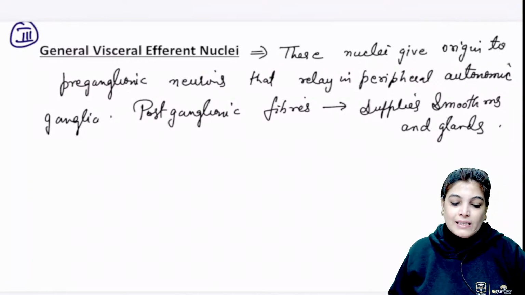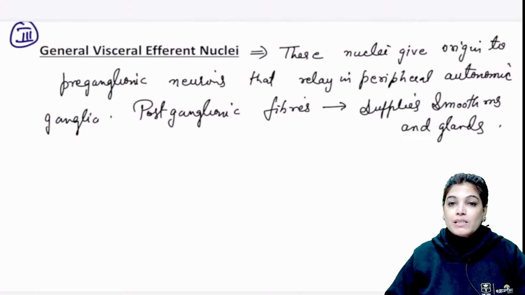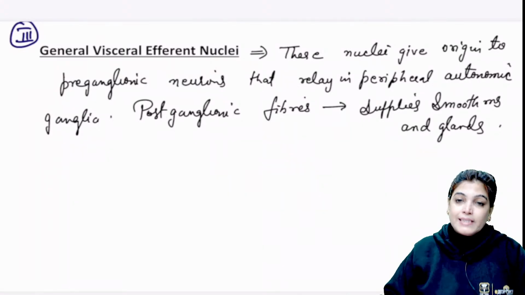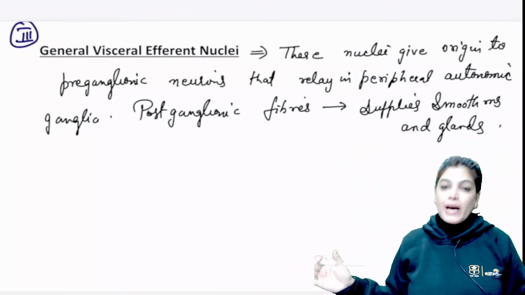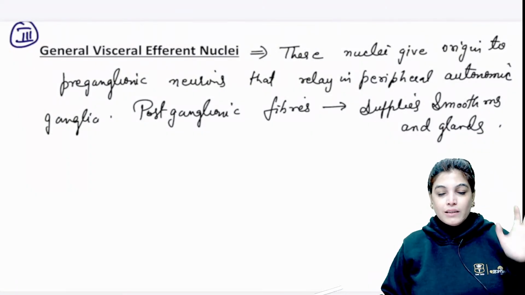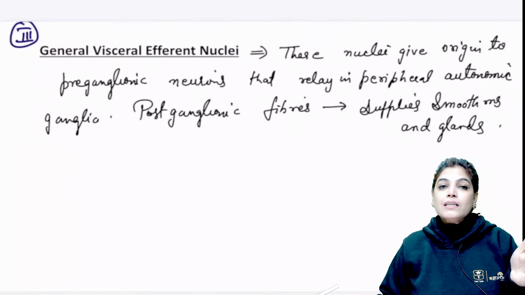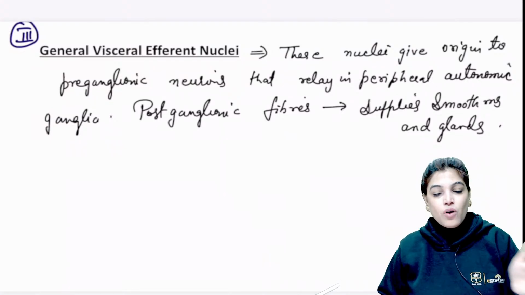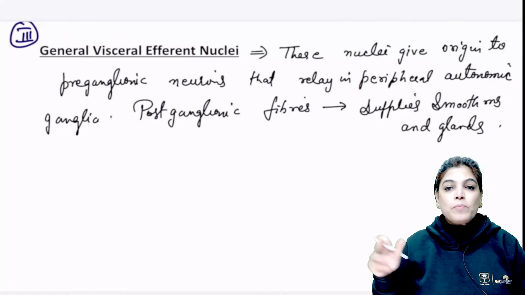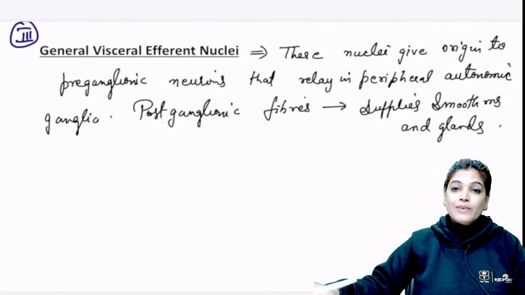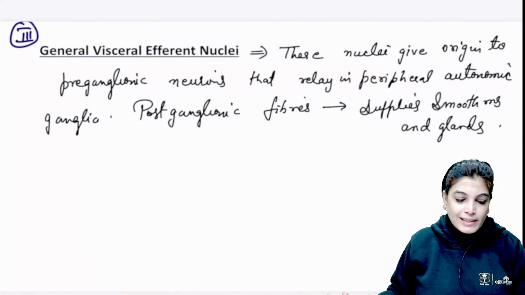Now for better understanding, this is very important, and this has been asked several times in the NEET exam and also in the INICET exam. You should understand which cranial nerve nuclei lie in this category. We have five cranial nerve nuclei under the general visceral efferent column: Edinger-Westphal nucleus, lacrimatory nucleus, superior salivary nucleus, inferior salivary nucleus, and the dorsal nucleus of vagus.